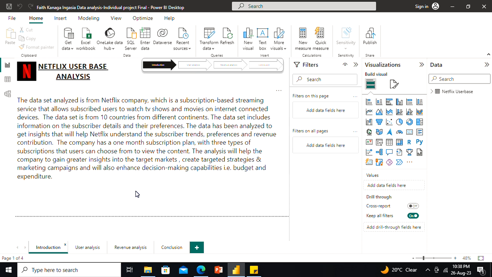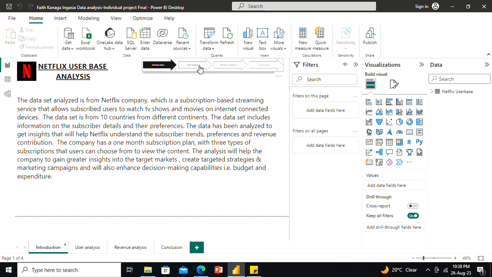This data set is from 10 countries, and analyzing this data will give Netflix some insights on the behavior of the customers in terms of their subscriptions, what they prefer, and what service is bringing in more revenue. This will also help them to come up with targeted strategies, marketing campaigns, and also enhance decision-making capabilities.